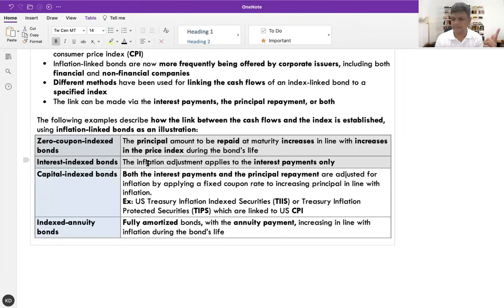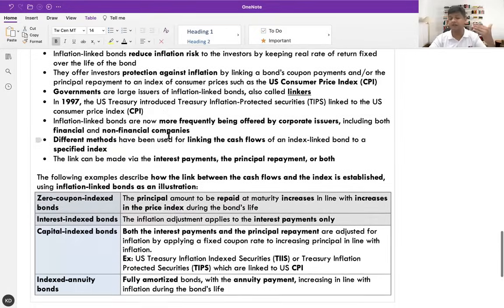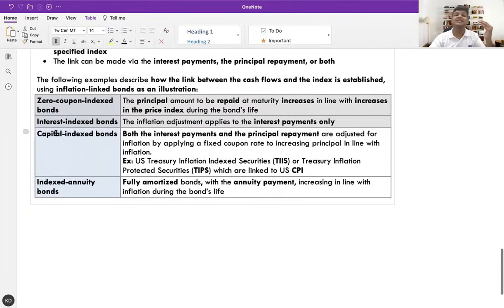Clear? But in the US TIPS, which I showed you, US Treasury Inflation Protected Securities, they are called capital index bonds. In capital index bonds, both will change with inflation, coupon and principal. Is that clear? So let's say there is an increase of 5% in inflation. You will get more money on maturity and your coupon will also be increased. So can I say capital index bonds are a combination of zero coupon and interest index bonds?